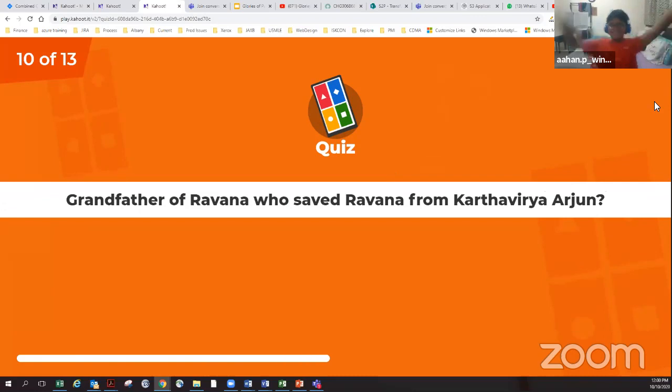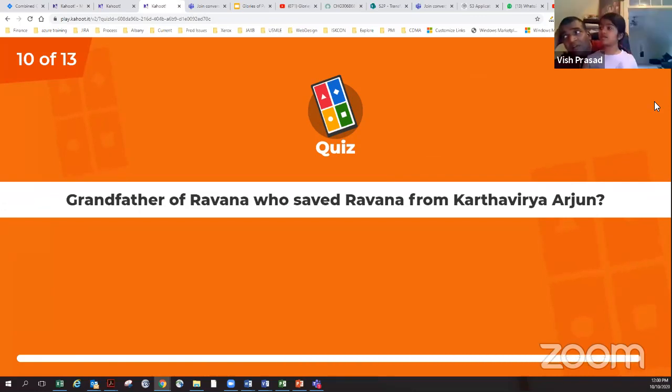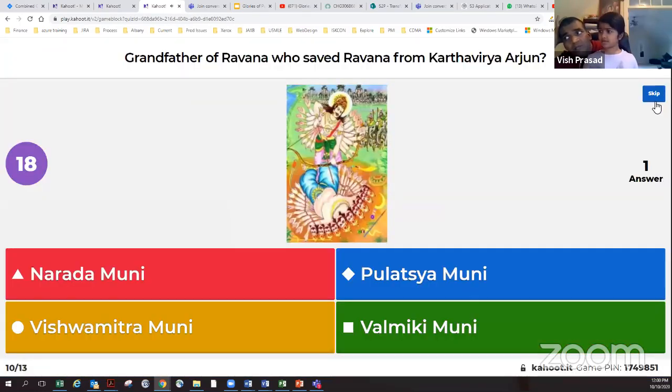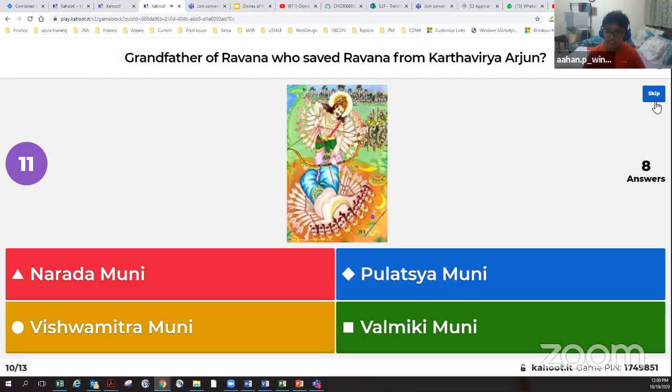Last, who is the grandfather of Ravana who saved Ravana from Kartavirya Arjun? Narada Muni, Pulastya Muni, Vishwamitra Muni, Valmiki Muni. They're all Munis. So who's the grandfather of Ravana? Eliminate. Boom.